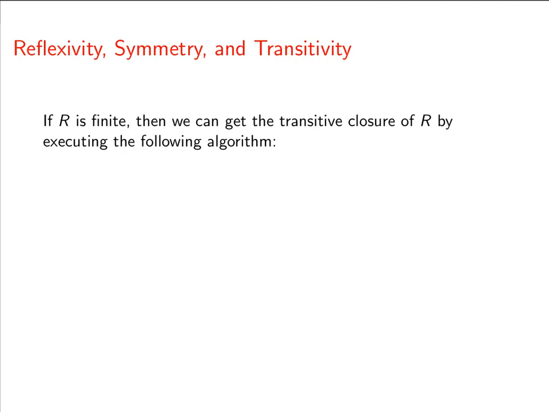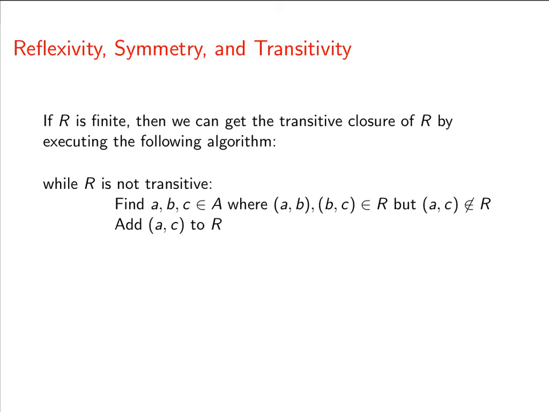Now, if we happen to start with a finite relation, we can always get the transitive closure by executing this algorithm. Here's some pseudocode. While the relation is not transitive, find a, b, and c in the set A where the ordered pairs (a, b) and (b, c) are in the relation, but a is not related to c. Since we need (a, c) to be in the relation, we'll just add it to the relation. And keep doing this until the relation is transitive.